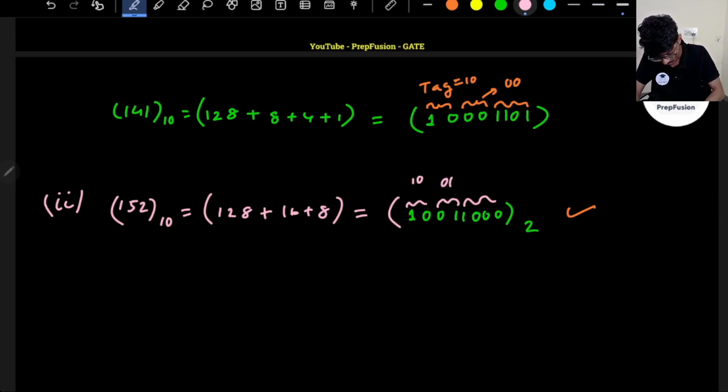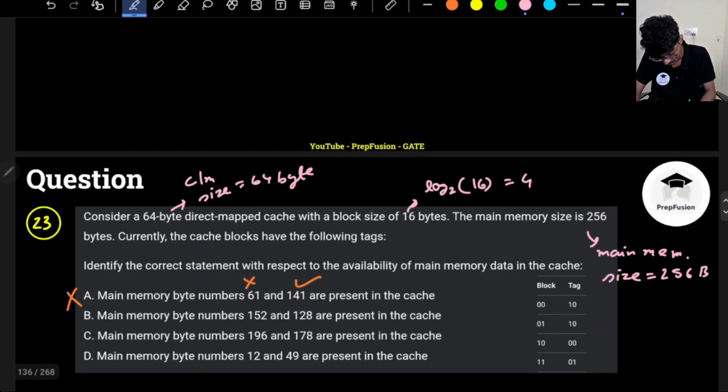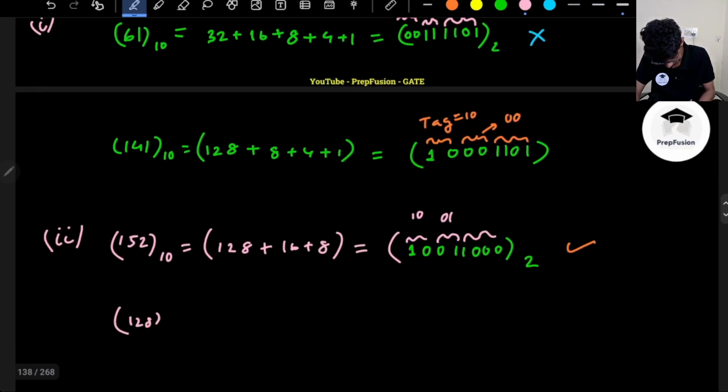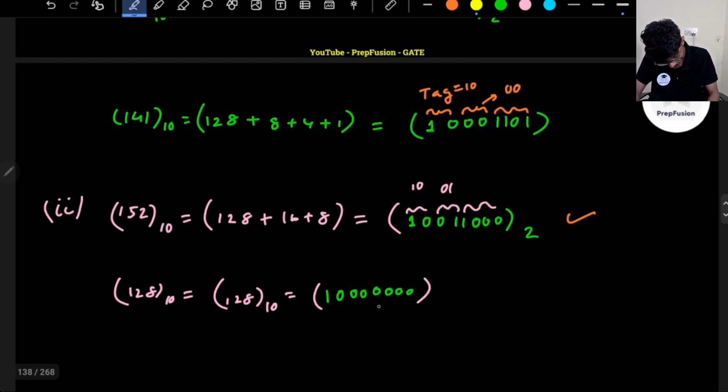Let's check for the other one. The other one is 128. So 128 is actually very simple. 128 is only 128 only. So only this bit will be high, and all the rest of the bits will be 0. So 0 0 0 0. So here these 4 bits are there and these 4 bits are there.